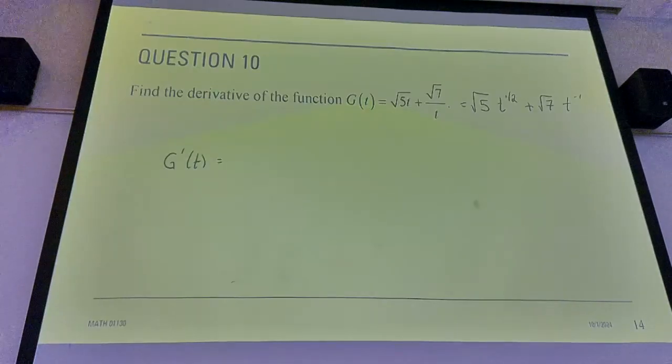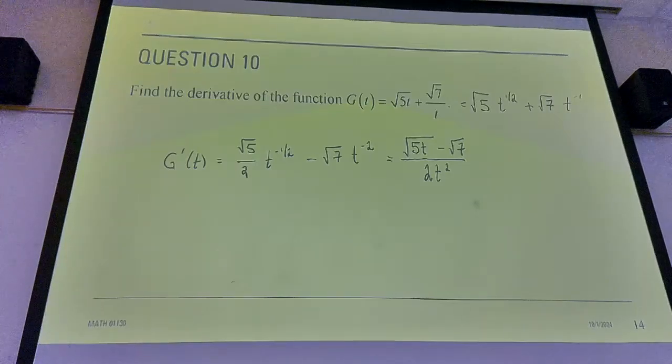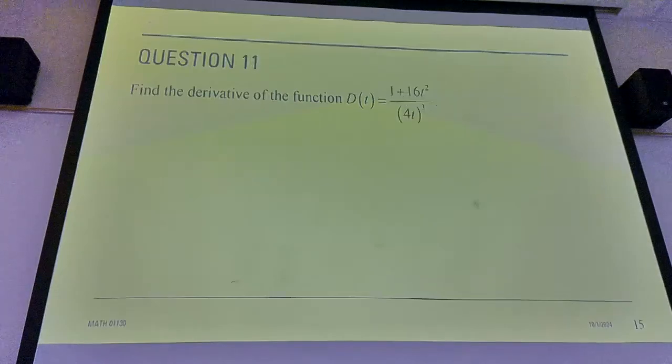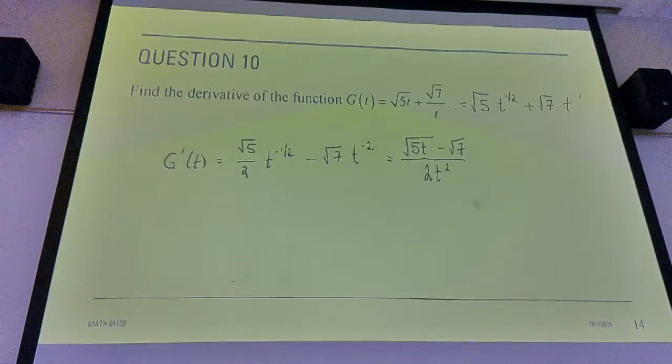Then G prime. Common denominator is 2t squared. And that's what you'll get fully simplified.